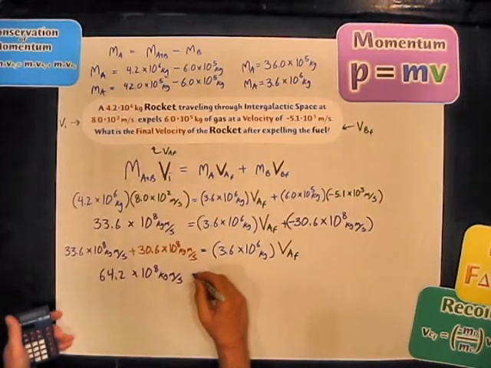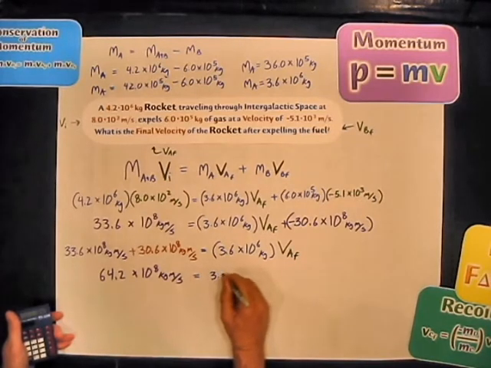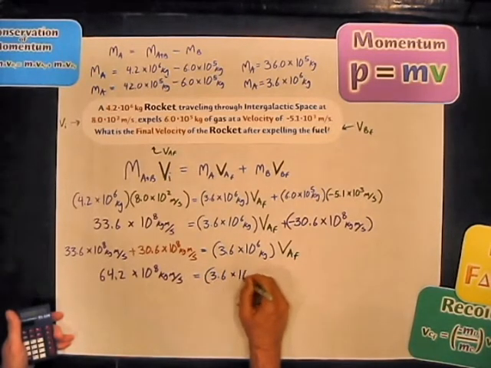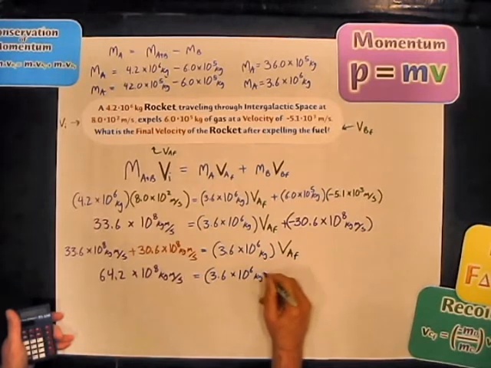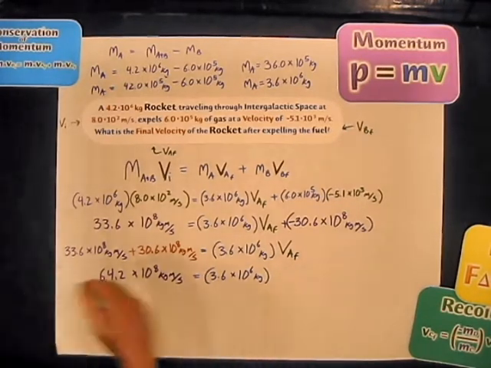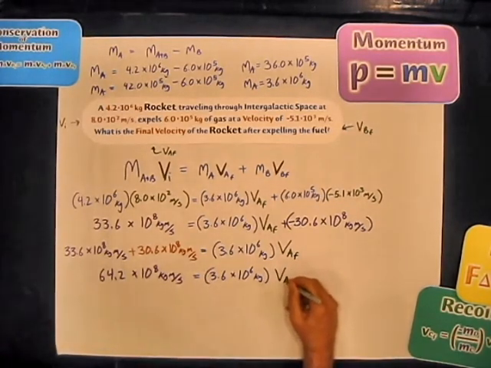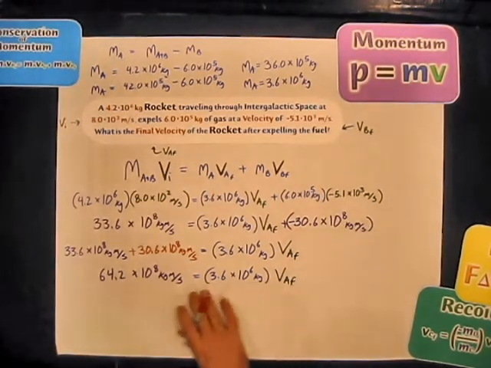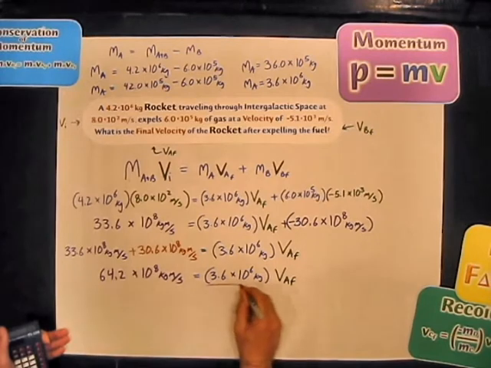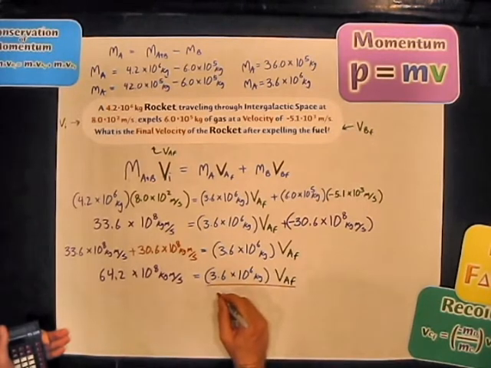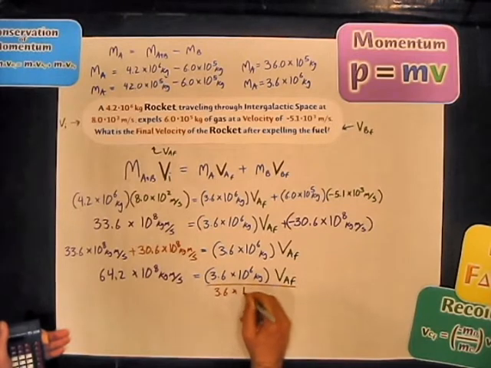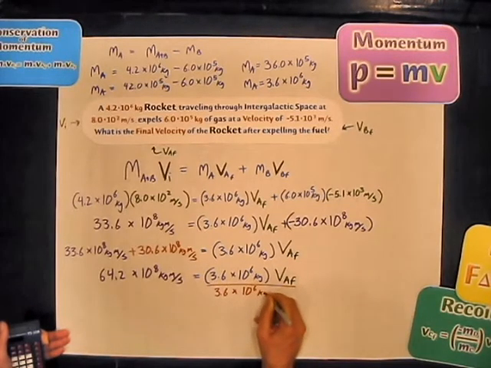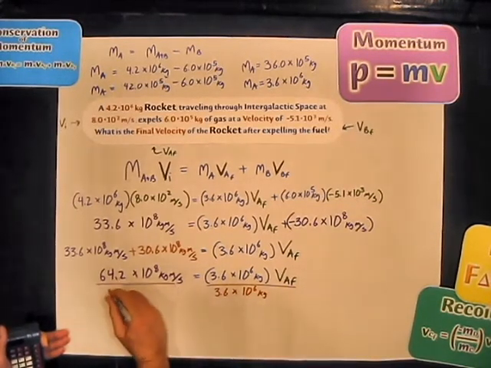Okay, and then that equals 3.6 times 10 to the 6th kg, right? And that's our VAF. Okay, so now, how do we get our VAF all on its own without roommates? Well, obviously, you have to divide both sides by the same exact number with the same exact unit. Okay? To do it on both sides, to be fair.